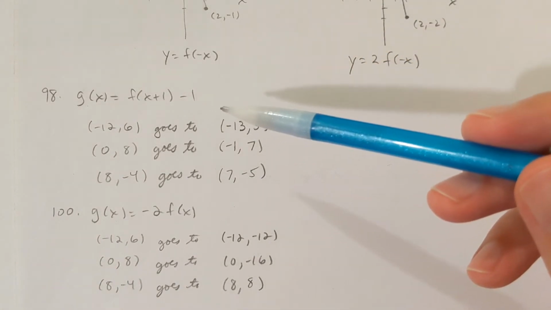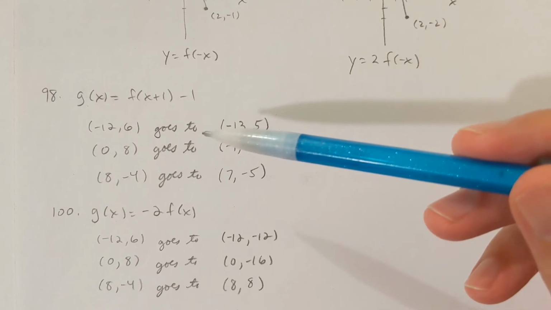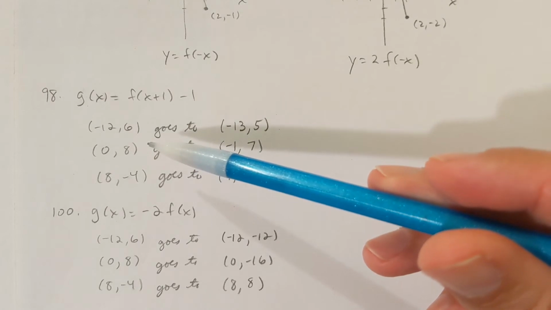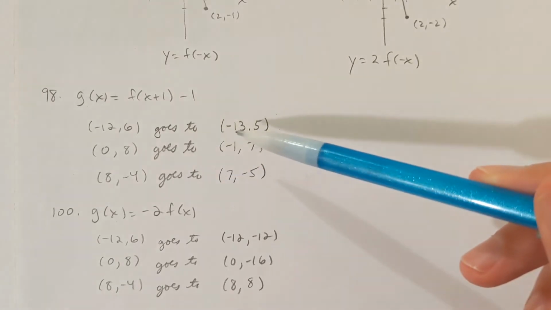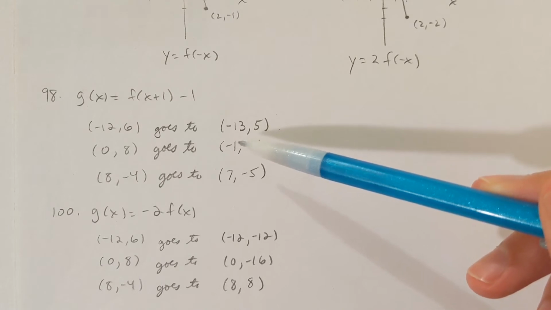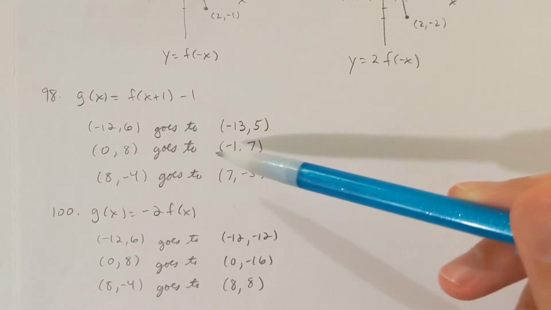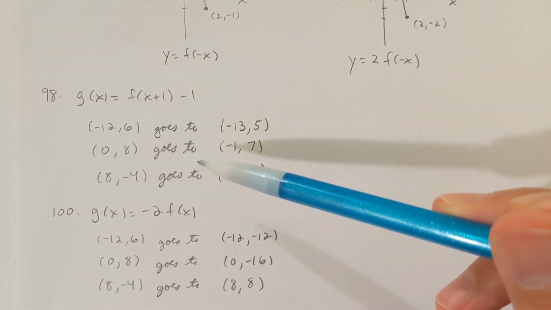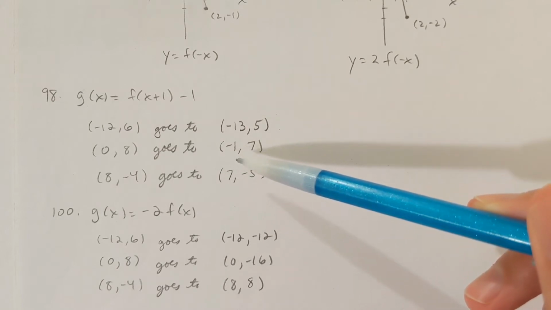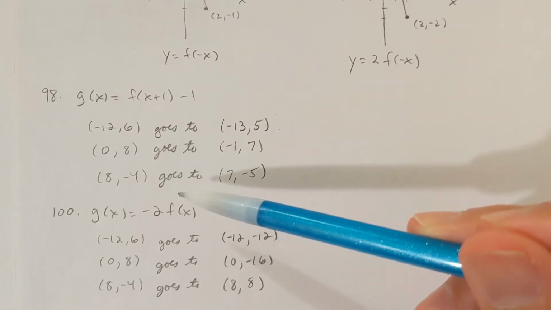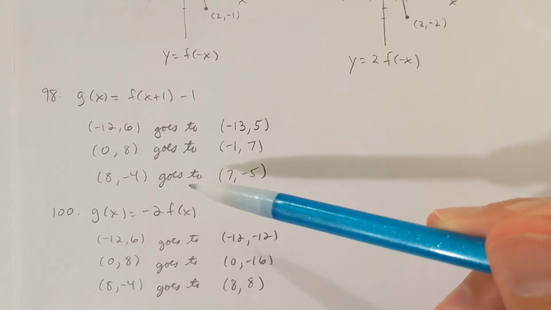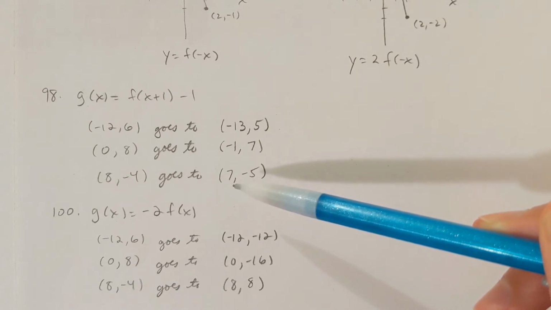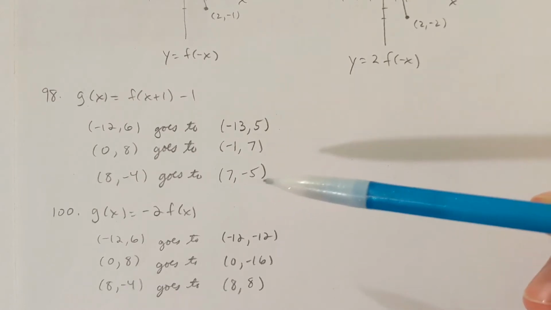So f of x plus 1 means I go to the left 1, and the minus 1 means I go down 1. So negative 12, 6, when I go to the left 1, that puts me at negative 13, 6. Then go down 1, it puts me at negative 13, 5. 0, 8, when I go to the left 1, puts me at negative 1, 8, and then when I go down 1, that puts me at negative 1, 7. 8, negative 4, when I go to the left 1, that puts me at 7, negative 4. Then we go down 1, that puts me at 7, negative 5.